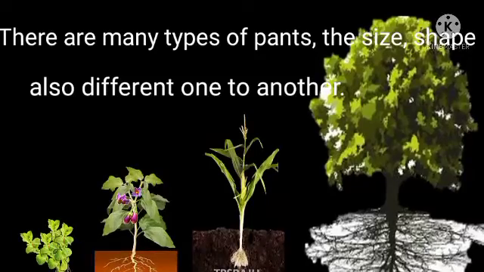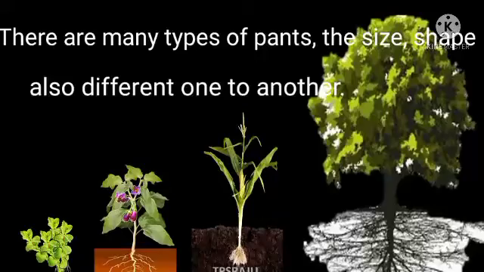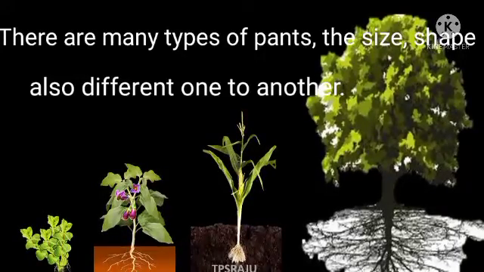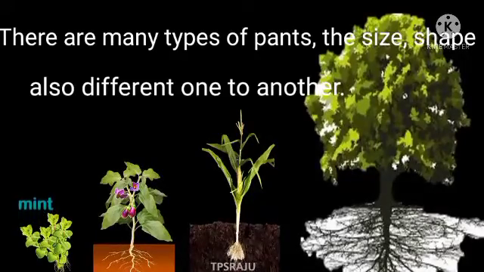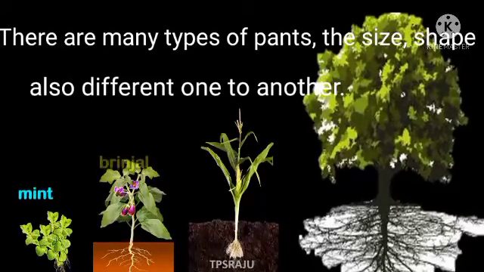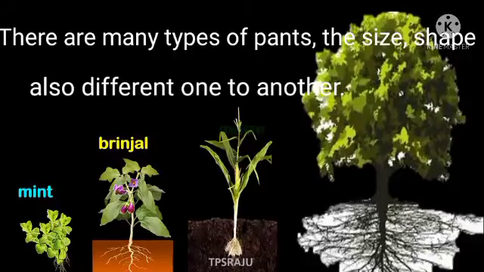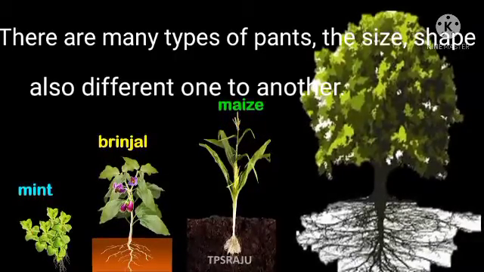There are many types of plants in the world. The size and shape are also different from one to another. The leaf shape and structure are also different from one to another. Did you all observe here? Some plants we are seeing. The size, shape and height are also different from one to another.